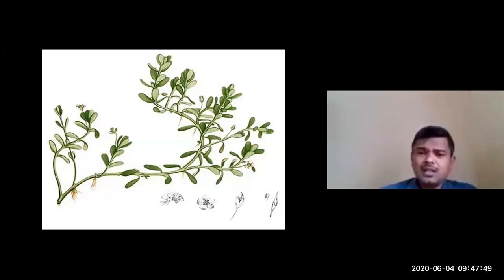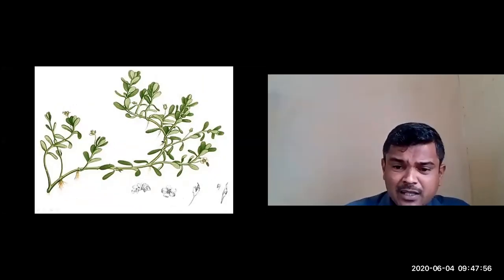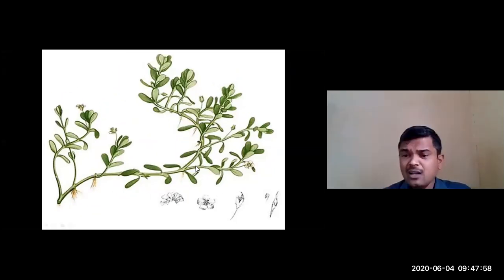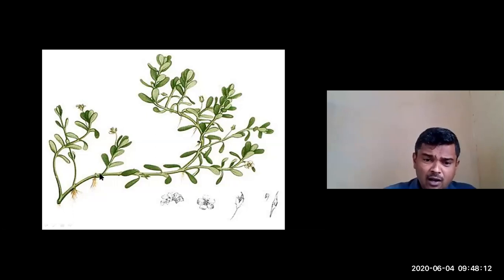Okay, so this is the drawing. You can observe this is the main stem. They spread along the ground level. So these are the branches, and they develop from the nodes. Here in this node, you can observe the presence of rootlets. The fibrous rootlets are present. In this picture, you can observe here, and also here, the rootlets. And also here the rootlets are present.